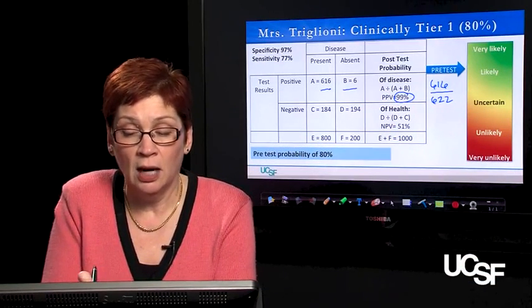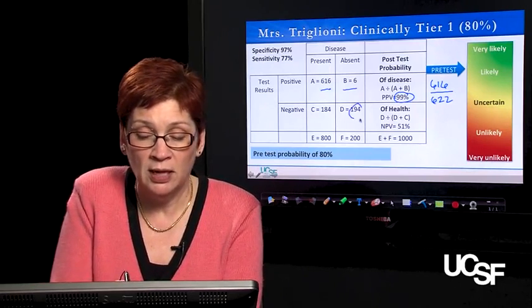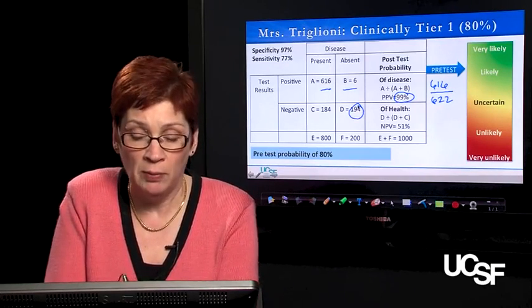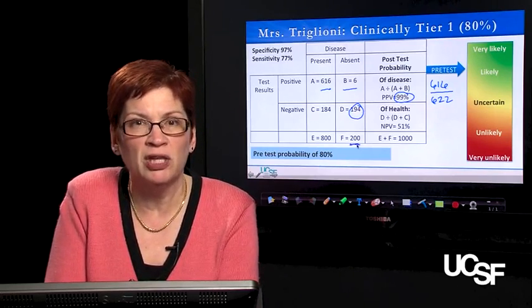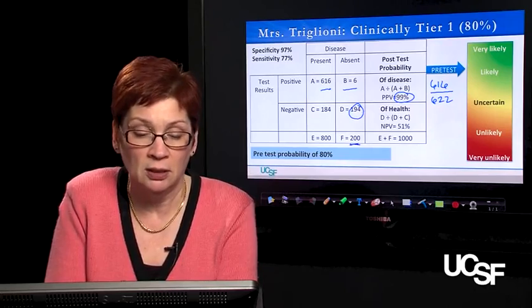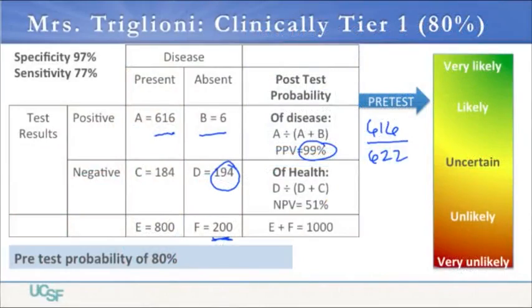On the other hand, our post-test probability of health is 194, which we arrived at by multiplying 200, that's the percent of people we think don't have disease in this population, times specificity. And our post-test probability of health would be 194 over 194 plus 184. D divided by D plus C. And that is 51%.